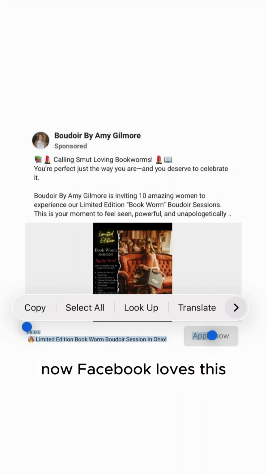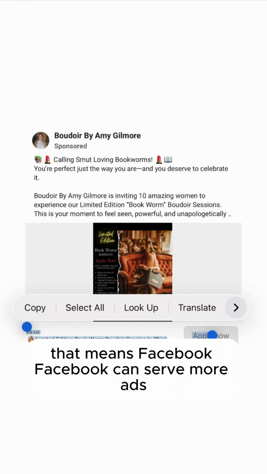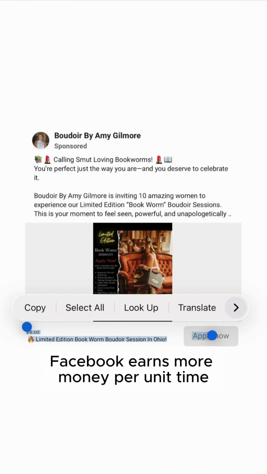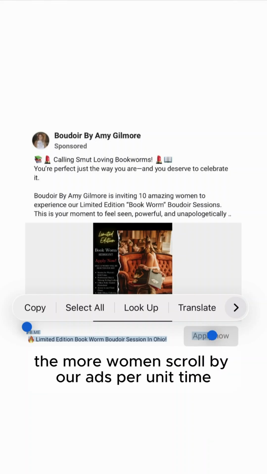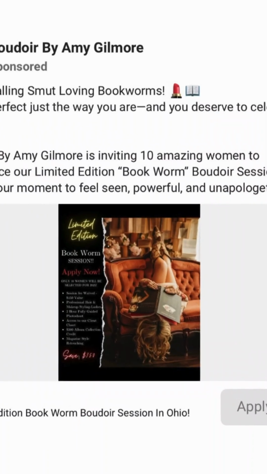Now Facebook loves this because the more women that scroll by our ad per unit time, that means Facebook can serve more ads, more impressions of other advertisers' ads per unit time. Facebook earns more money per unit time, the more women scroll by our ads per unit time. So we never want to follow what Facebook recommends for us, for that reason.